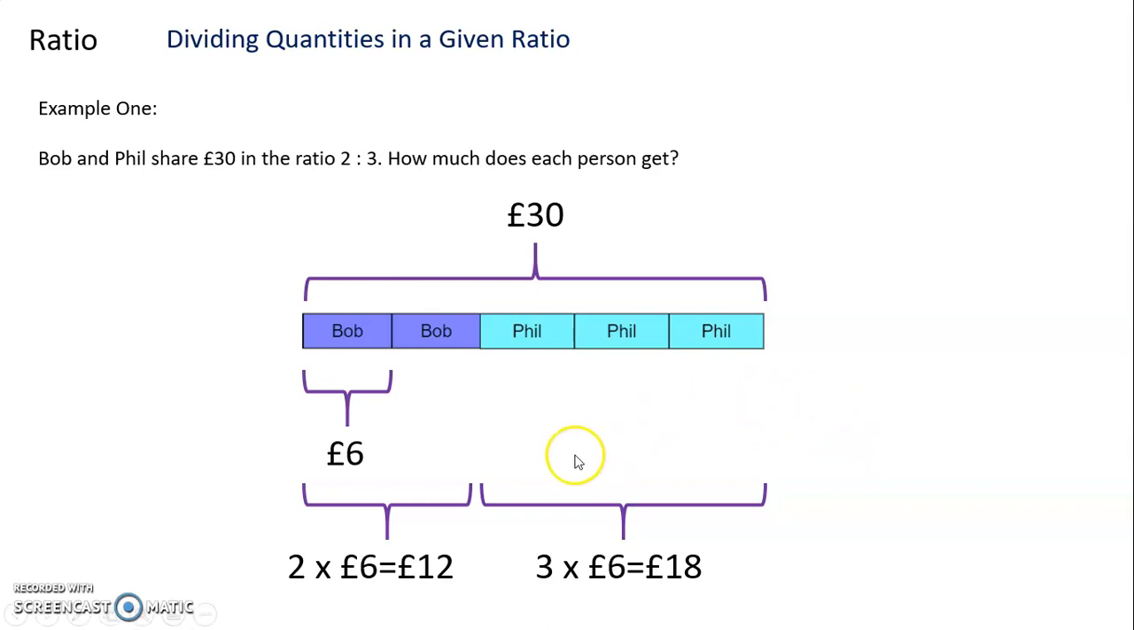And a useful check to do at the end, just to make sure you've got this correct, is that the total of your 2 amounts should make the original total amount. So 12 plus 18 does make 30. So there's a pretty good chance that I've got this correct. So the answer then is that Bob gets £12 and Phil gets £18.